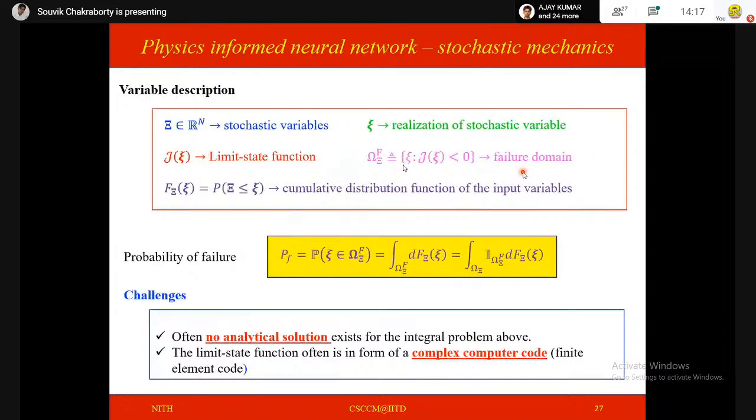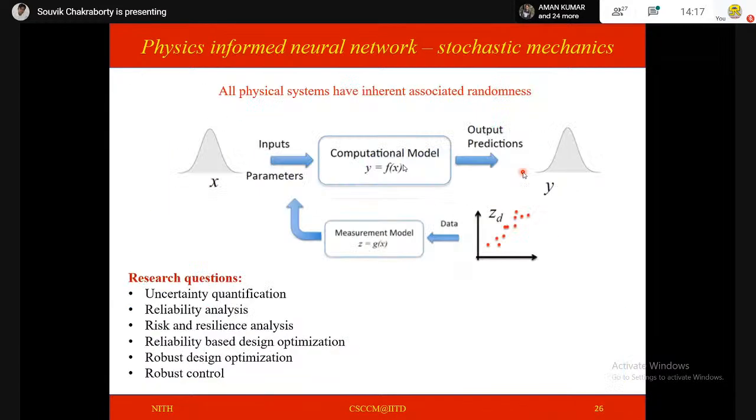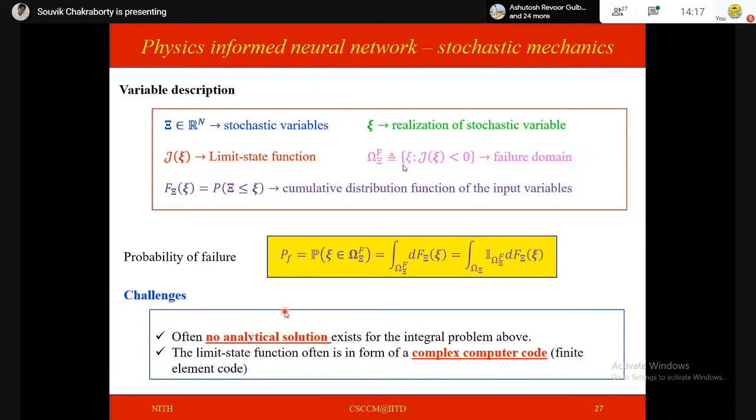So we will be looking into stochastic mechanics from one problem point of view, and that is basically the reliability analysis point of view. Other things can automatically be done using this framework, but we will not go there. We will only talk about reliability. So before I go into reliability, there is a little bit of maths here. So let me first define the notations and all those things.